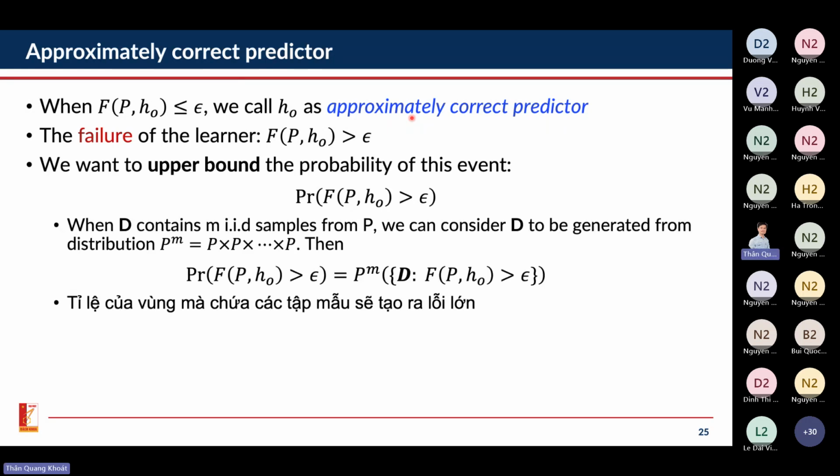Okay. So in theory, if we want to estimate the error, we want to estimate epsilon, right? And one way is we can upper bound the probability of this event, the event that the population error is greater than epsilon. What is that probability? Okay.